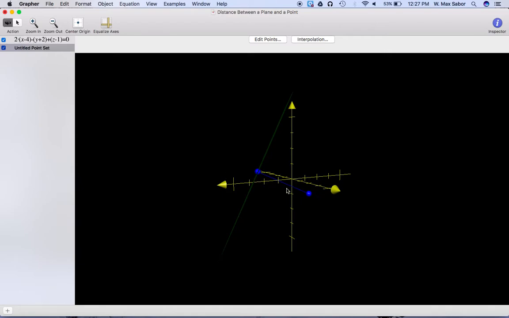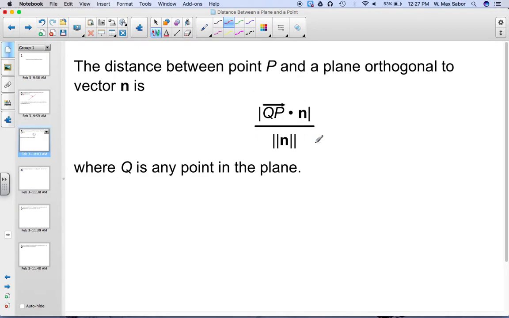So in order to do that, we want to find what a perpendicular vector is as part of the process. Specifically, we're going to use a perpendicular vector, a normal vector n, and say that the distance between a point P and a plane orthogonal to vector n is the vector QP dotted with n over the magnitude of n, where Q is any point in the plane. So we can pick any Q in the plane, and it should work.